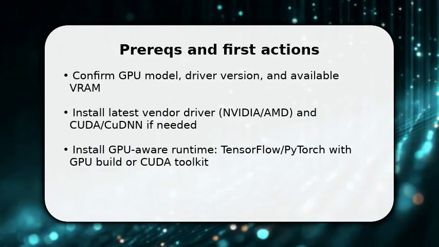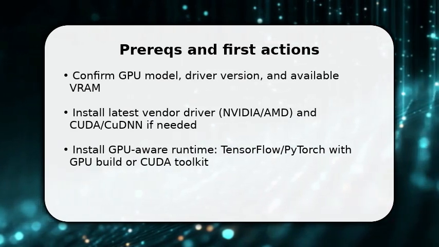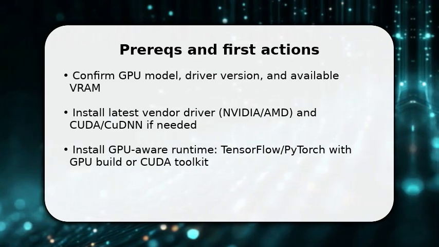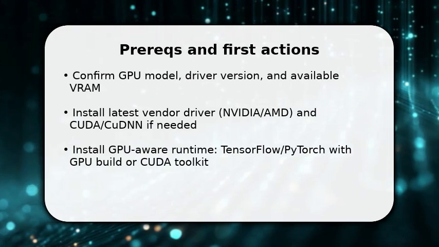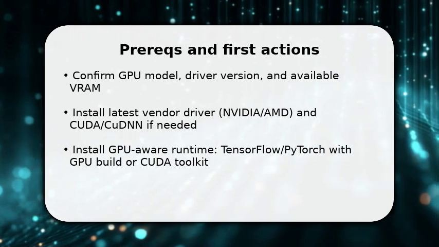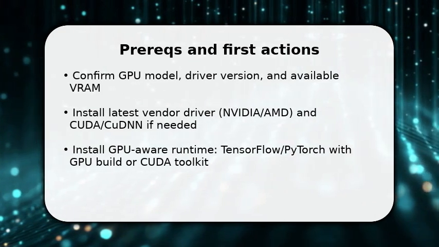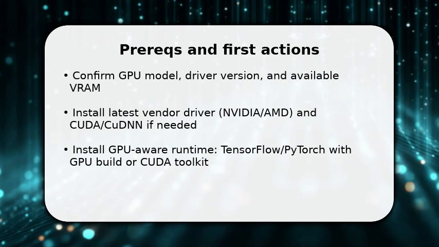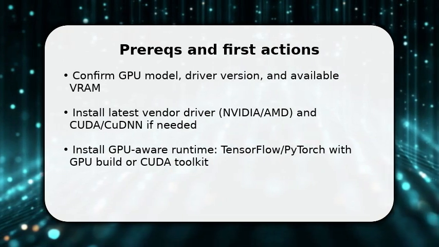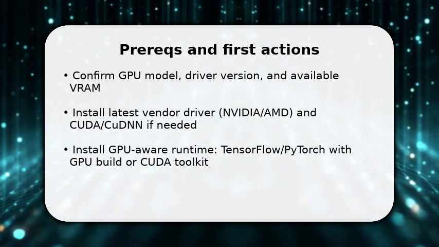You start by verifying hardware and drivers. This prevents later surprises. Once you confirm GPU model and VRAM, install the vendor driver and the matching CUDA or ROCm stack. Make sure the framework build matches the runtime, install TensorFlow or PyTorch GPU wheels, or compile with CUDA support. Also set up environment variables now so paths and CUDA home point correctly. Running a quick nvidia-smi or rocminfo verifies visibility. If that completes, you're ready to move to configuring code and runtimes.